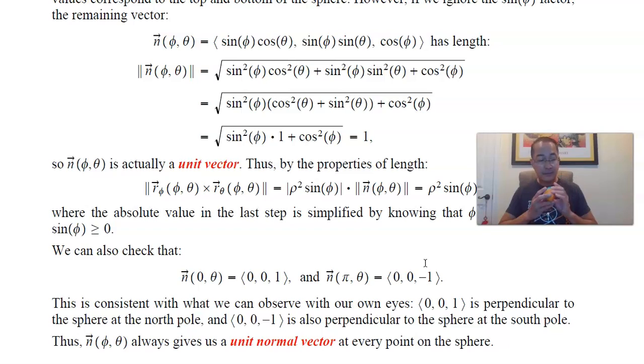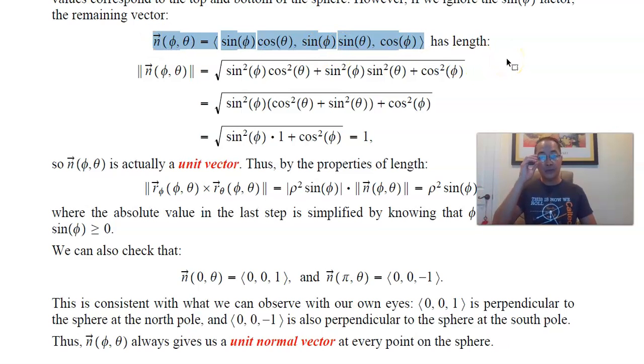That makes sense, right? If you have a sphere, at the north pole your normal vector is perfectly vertical, 0, 0, 1. If you're at the south pole, the normal vector is going down, 0, 0, minus 1. So the conclusion here is that this vector is always going to give you a normal vector to the sphere at the given point on that sphere.